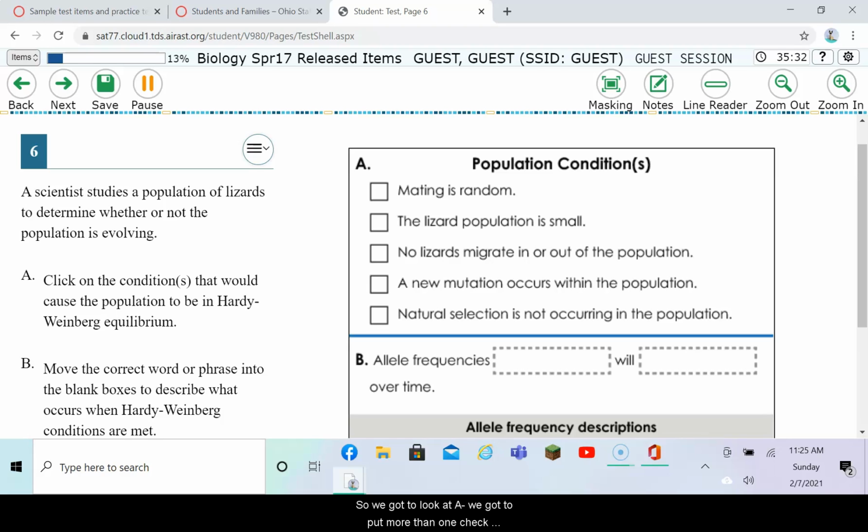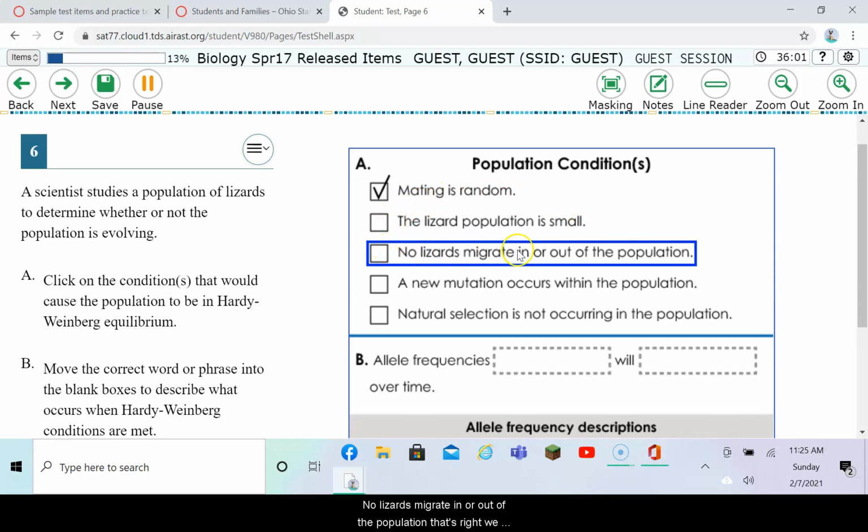Okay? So let's look at A. We've got to put more than one check mark in these boxes. So mating is random. Yes, that's what we want. We don't want any kind of fooling around with the mating. We don't want any kind of artificial selection going on in our population. We want it to remain non-evolving. The lizard population is small. No, remember in Hardy-Weinberg, we want the population to be large.